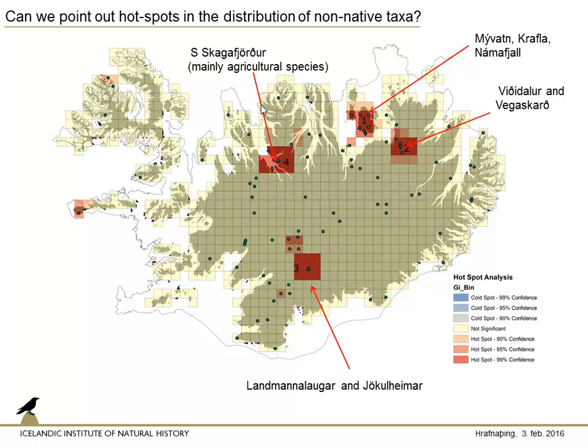And well, also that was a kind of surprise for me to see that, but still that was the result of the analysis, that southern part of Skagafjörður was also pointed out as a hotspot. But this hotspot, well, it's mainly formed by agricultural species that are spreading from places with agricultural activity, mostly grasses, and spreading accidentally into the highland areas.